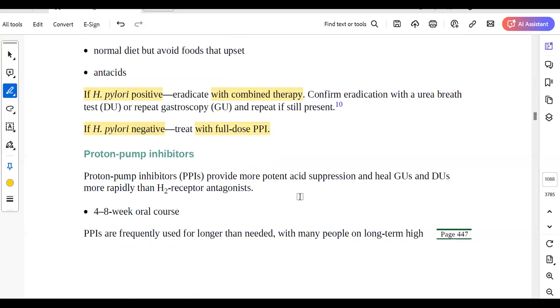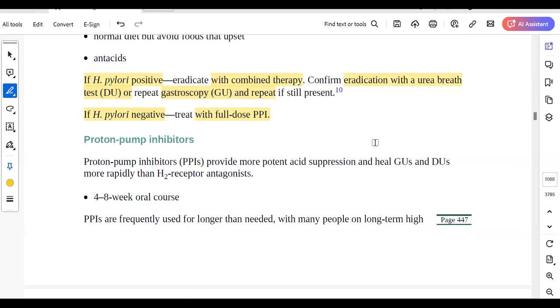Now, after triple therapy, how would we know that the treatment is successful? If it was a duodenal ulcer, you just confirm the eradication with a urea breath test. If it was a gastric ulcer, then you have to do a repeat gastroscopy. So that comes in exam. If it was H. pylori positive, and you did a triple therapy, after triple therapy you need to confirm the eradication. When you initially did the endoscopy, you knew where the ulcer is. If it is gastric ulcer, then you need to do a repeat endoscopy to make sure the ulcer is gone. If it is duodenal ulcer, then you do a repeat urea breath test.